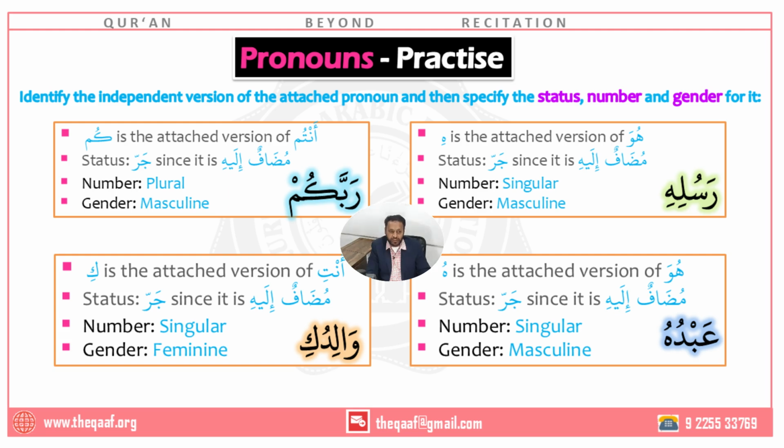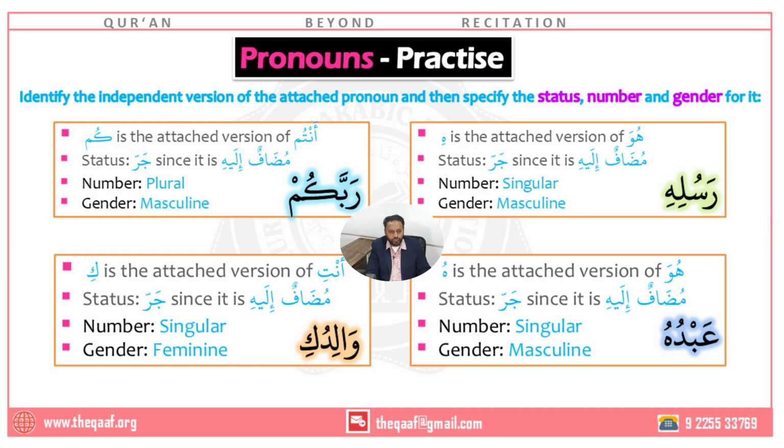Waliduki, your father. Rabbakum, your master, master of all of you. Rasulihi, his messenger, messenger of his. Father of you. Mudaf, mudaf ilayhi. Every time you have a pronoun, it creates idafa.